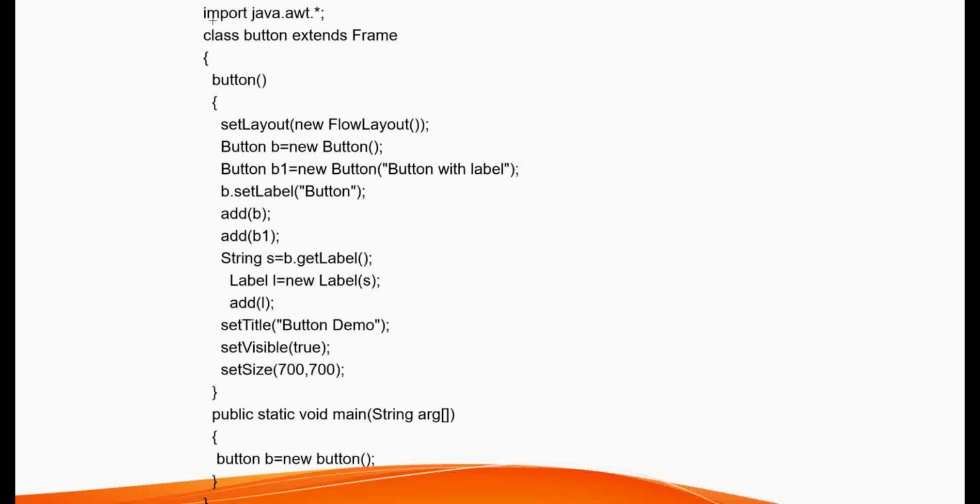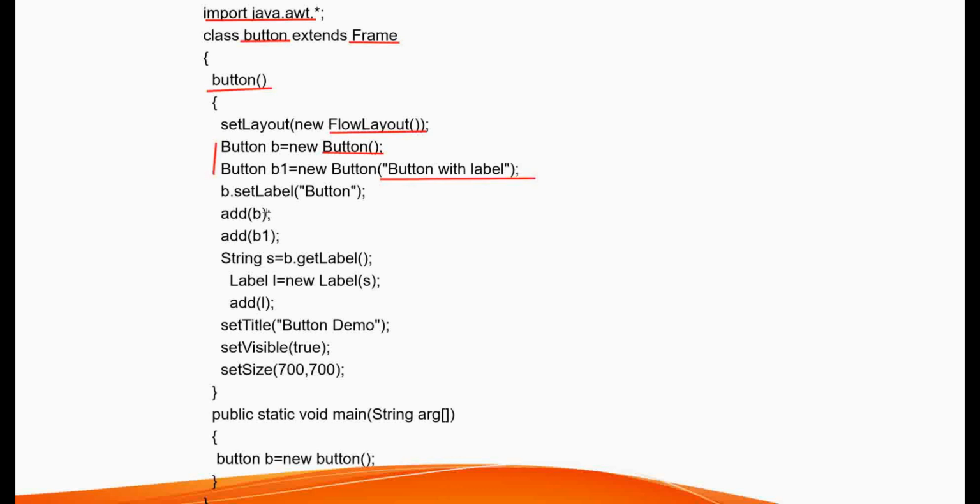So this is the import line in which we use the AWT package for the Frame class. After that, this is the class name, which extends the Frame class. This is the constructor of the class button in which we'll create objects for button. Here we set the layout of our frame to flow layout because this will manage components properly. This is our first button, which uses the first constructor. This is our second button, which uses the second constructor.